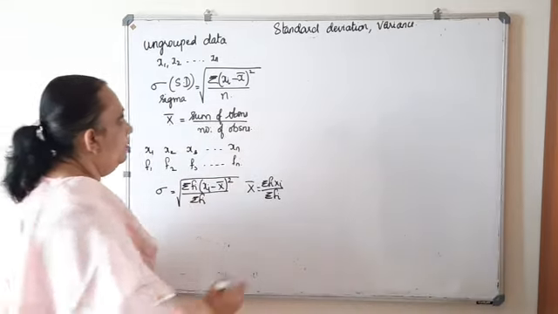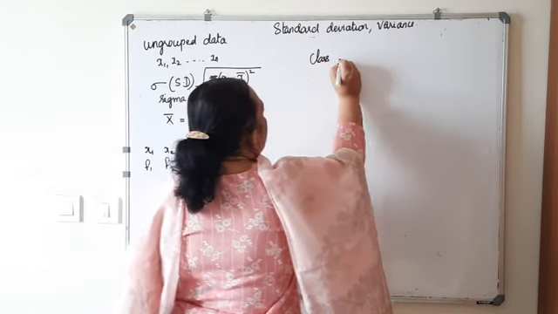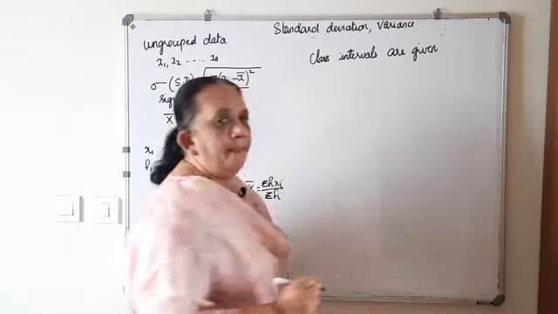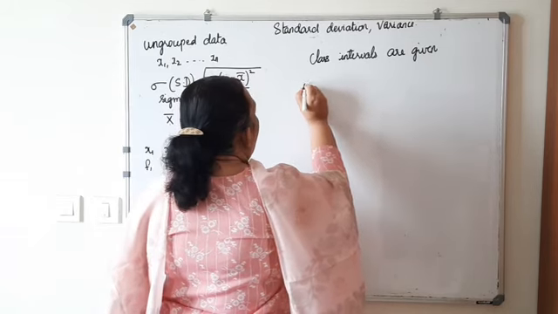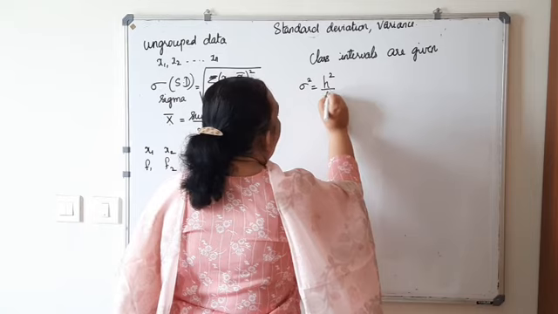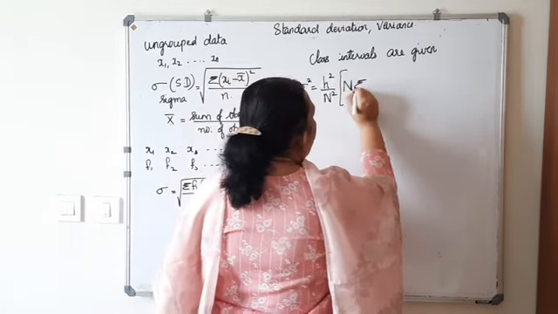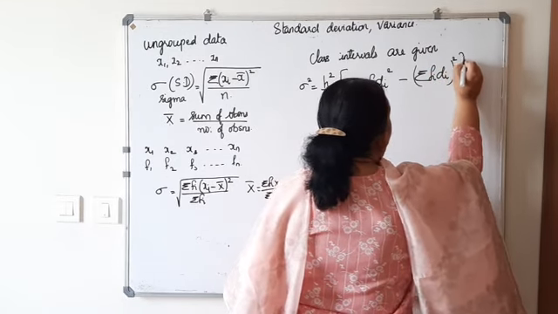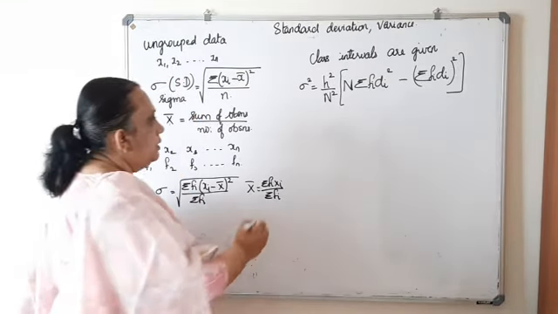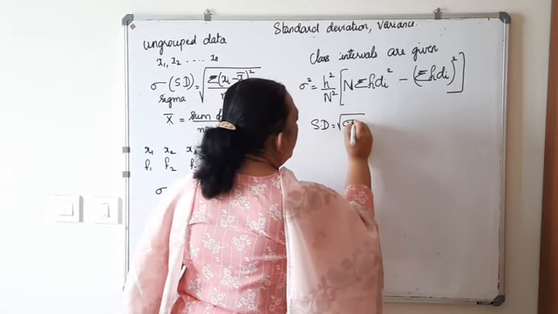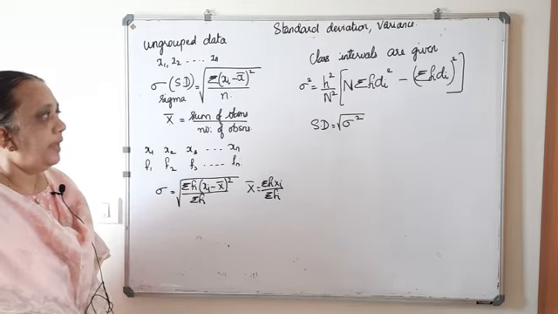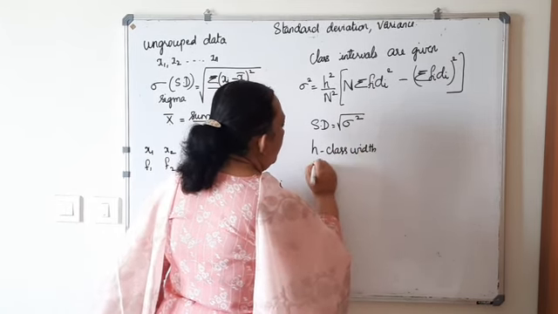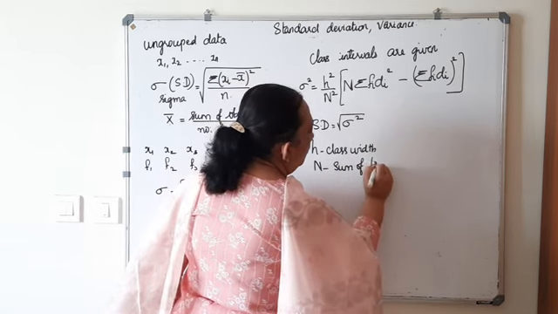But when class intervals are given, standard deviation or variance is calculated using the formula h squared by n squared into n into sigma fi di squared minus sigma fi di the whole squared. That is the variance. So standard deviation will be square root of variance. You get the answer h squared by n squared. H, what is h? H is the class width. N is the sum of frequencies.